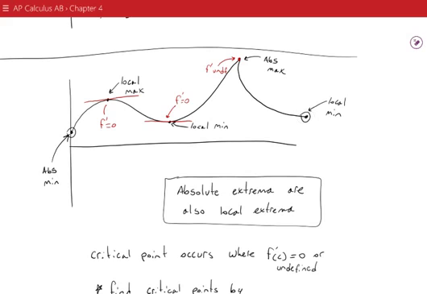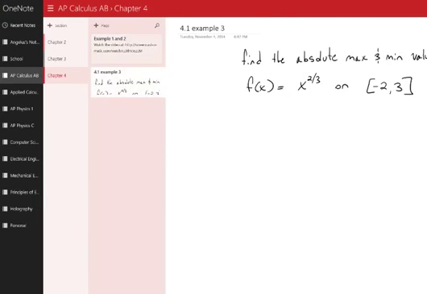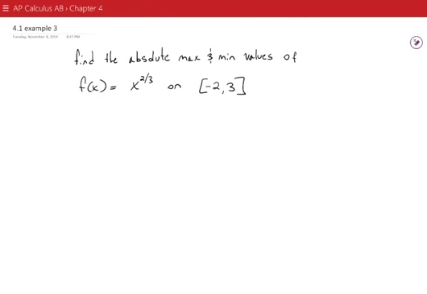Alright, so let's do an example. So this is example 3 out of your book. Find the absolute max and min values of f of x equals x to the 2/3 on the interval -2 to 3. We're going to do this analytically first, and then we'll look at a graph and verify our results. So the first thing we're going to do is take the derivative, and we're going to get 2/3 x to the -1/3.